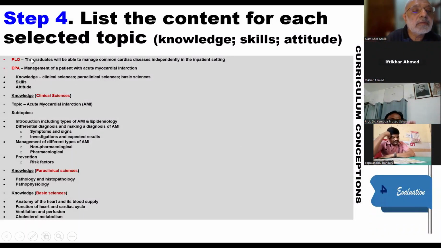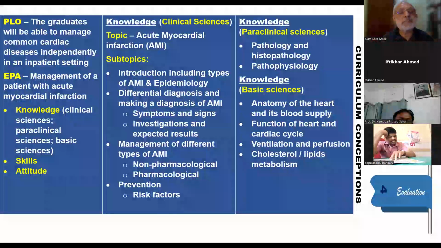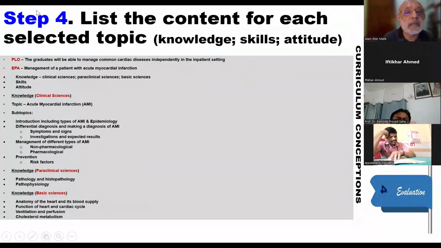And here, for each condition which we have identified based on this calculation of weightage and prioritized, then we have to identify the knowledge. And this knowledge can be clinical, paraclinical, and basic sciences. Also, we have to identify the skills as well as attitude. Now, this page is just one, as we mentioned, given for the example of acute myocardial infarction.